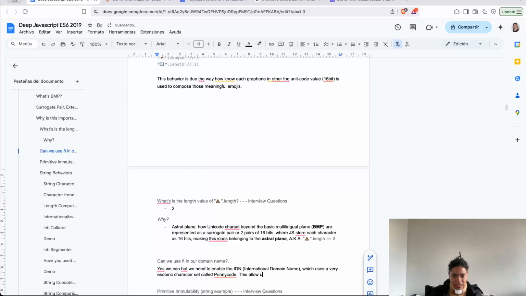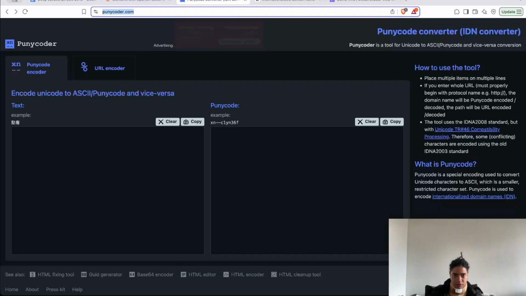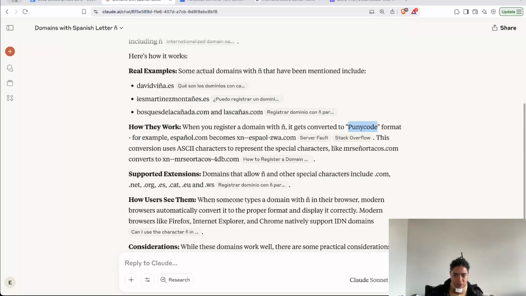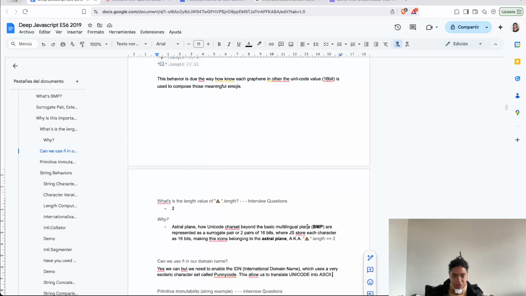This allows us to translate Unicode into ASCII. How does it do that? It tries to use a combination of ASCII characters to represent that Unicode. If you want to know more about this, you can take a look at what is Unicode. I just want to show that this is actually possible with this particular domain.